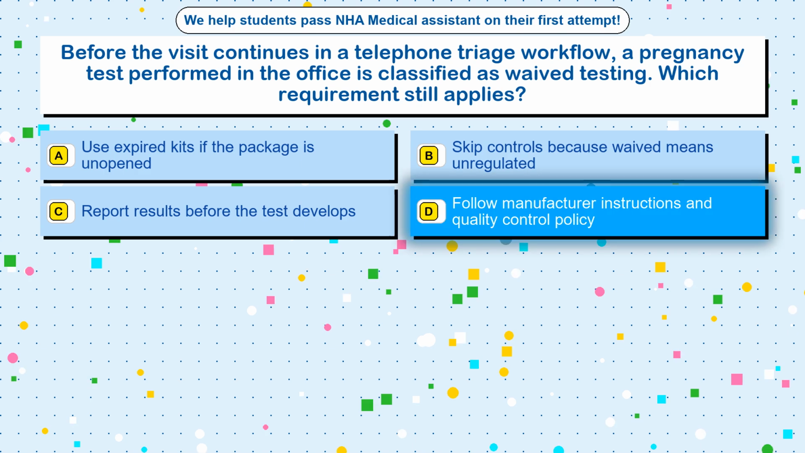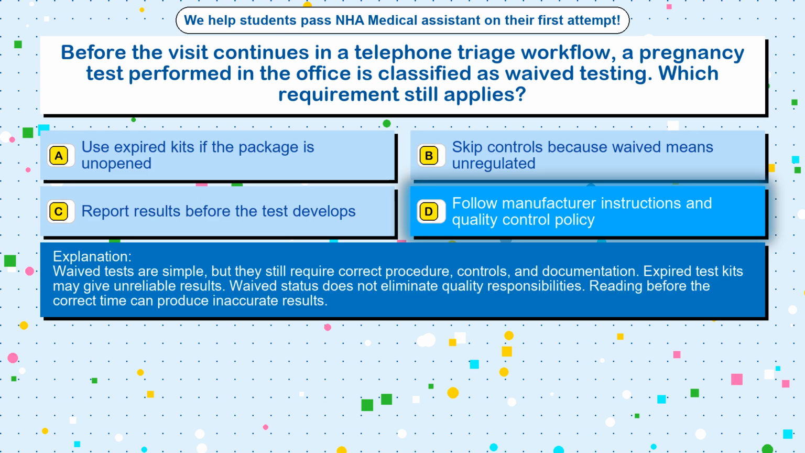The correct answer is option D. Follow manufacturer instructions and quality control policy. Waived tests are simple, but they still require correct procedure, controls, and documentation. Expired test kits may give unreliable results. Waived status does not eliminate quality responsibilities. Reading before the correct time can produce inaccurate results.